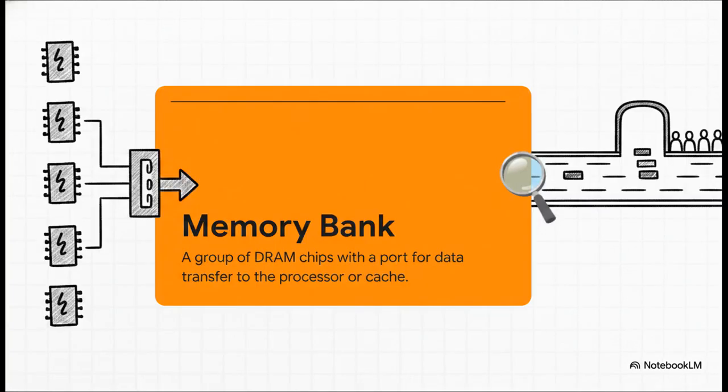To really understand this highway, we first have to look at the starting point. Main memory is typically made up of a series of DRAM chips, and a specific grouping of these chips forms what we call a memory bank. Now, this bank has a port used for transferring data to and from the processor or an intermediate cache. You can think of a single memory bank kind of like a single dedicated checkout lane at a grocery store. It works perfectly fine, but all the customers, or in our case the data, have to pass through that one lane, one right after the other.